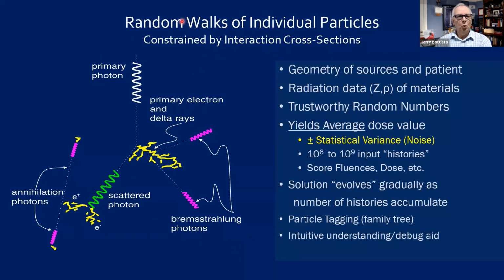So let's look at what a Monte Carlo method is. It follows every particle generated by a photon. That includes the electrons, the secondary electrons, Bremsstrahlung, annihilation photons, scattered photons, and positrons. So that's quite comprehensive. There's a lot of physics in these Monte Carlo codes.